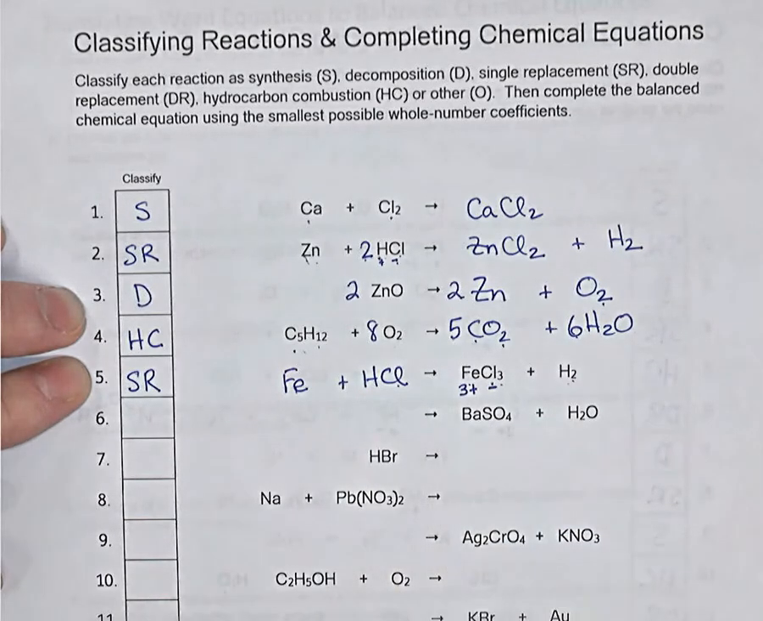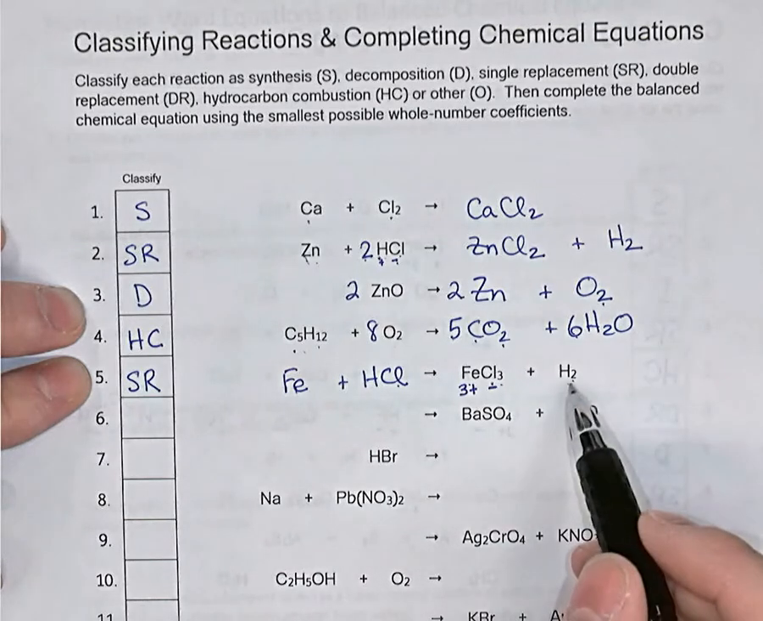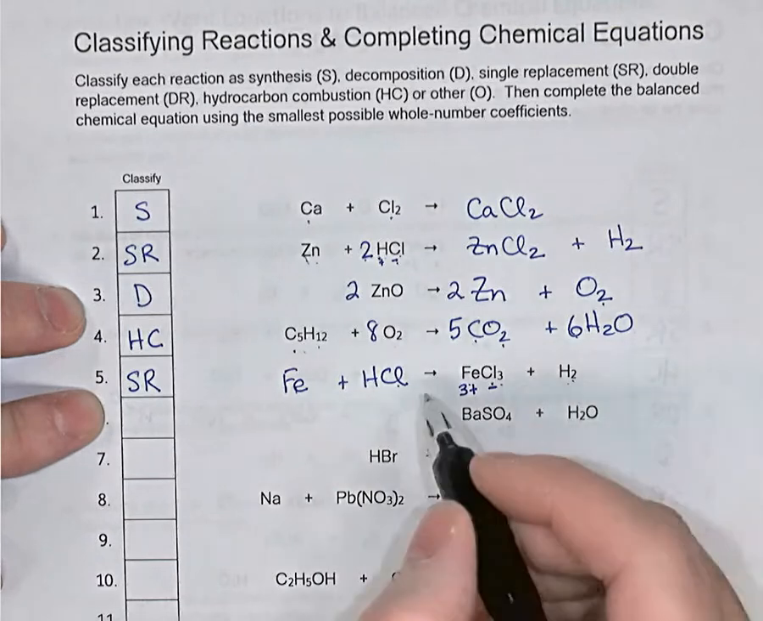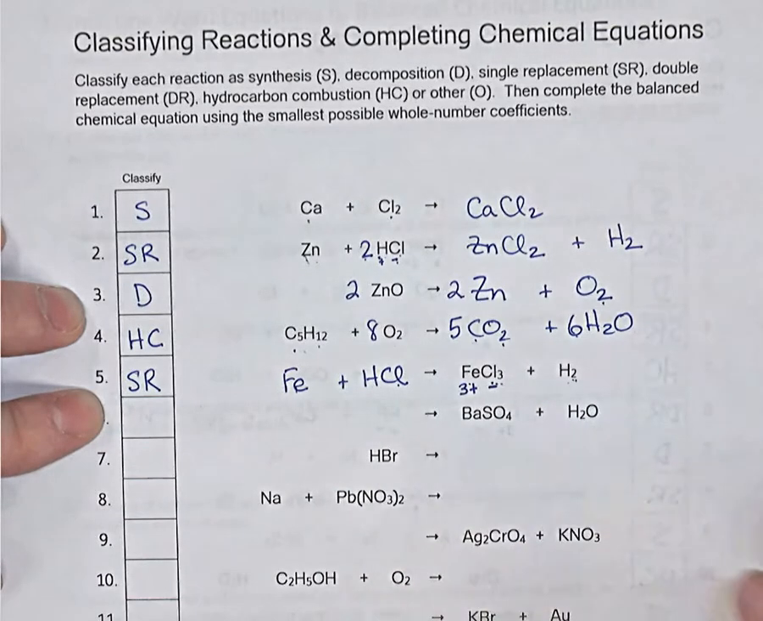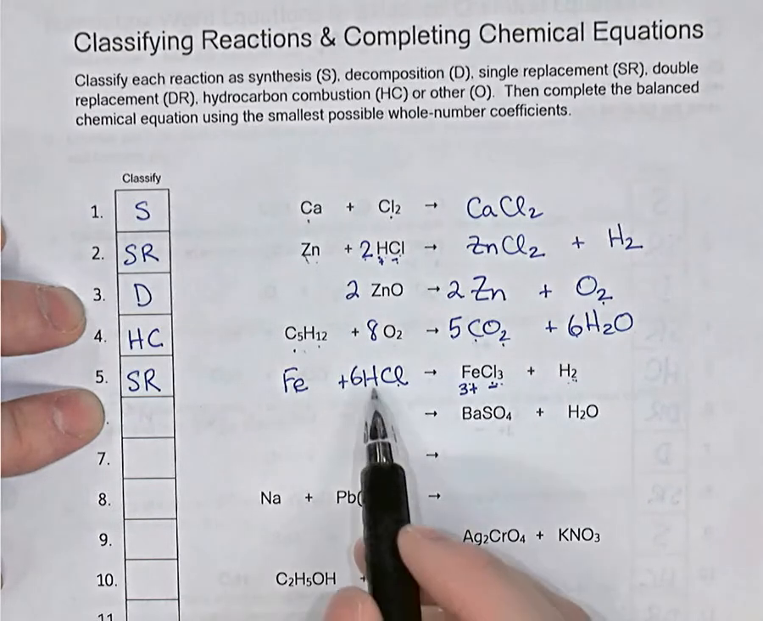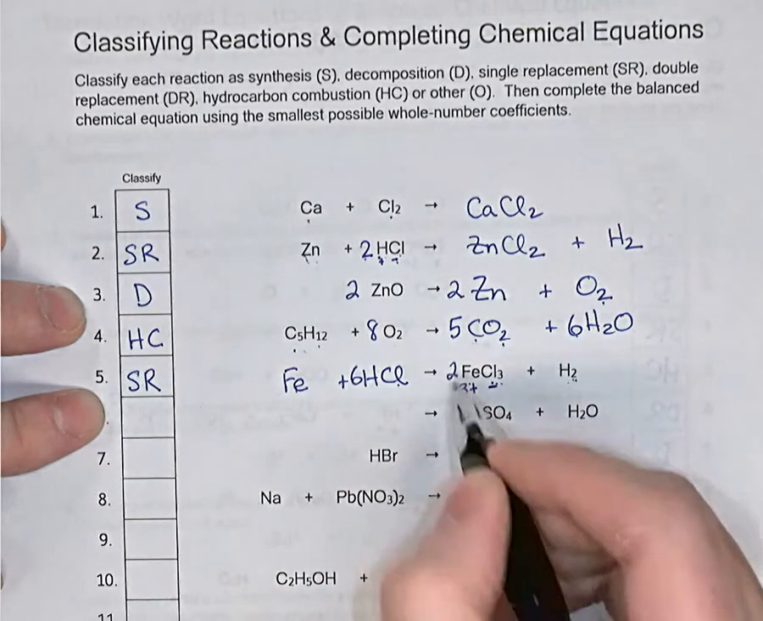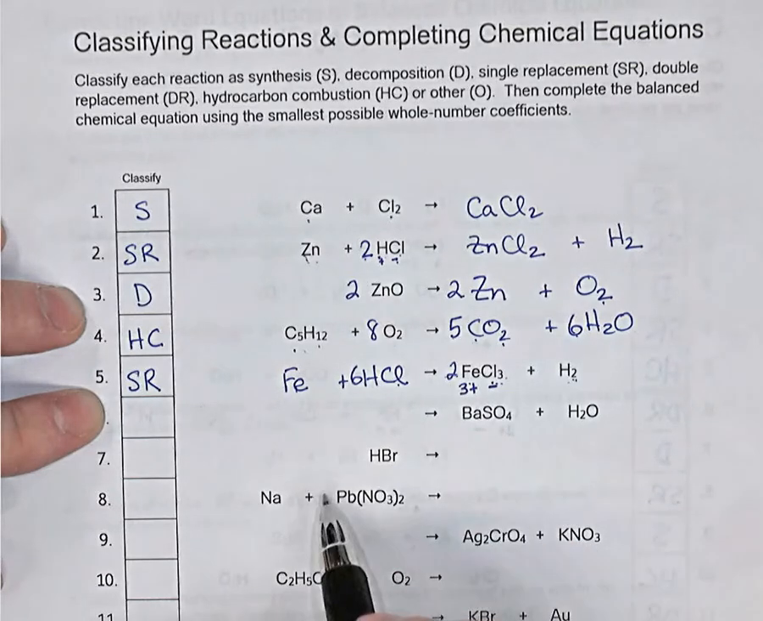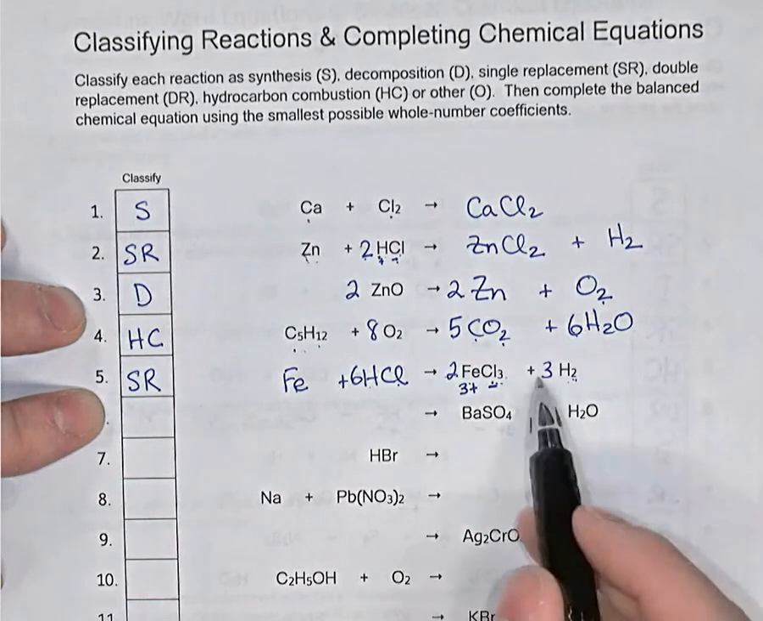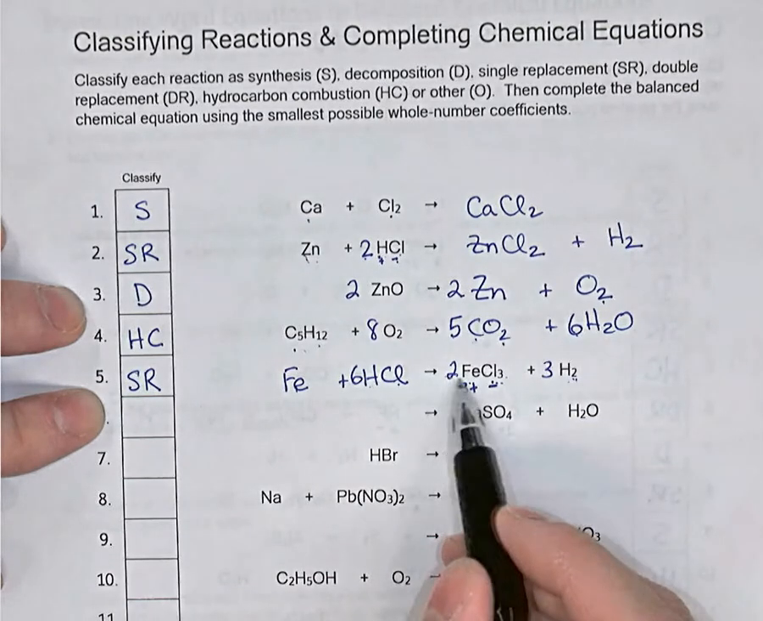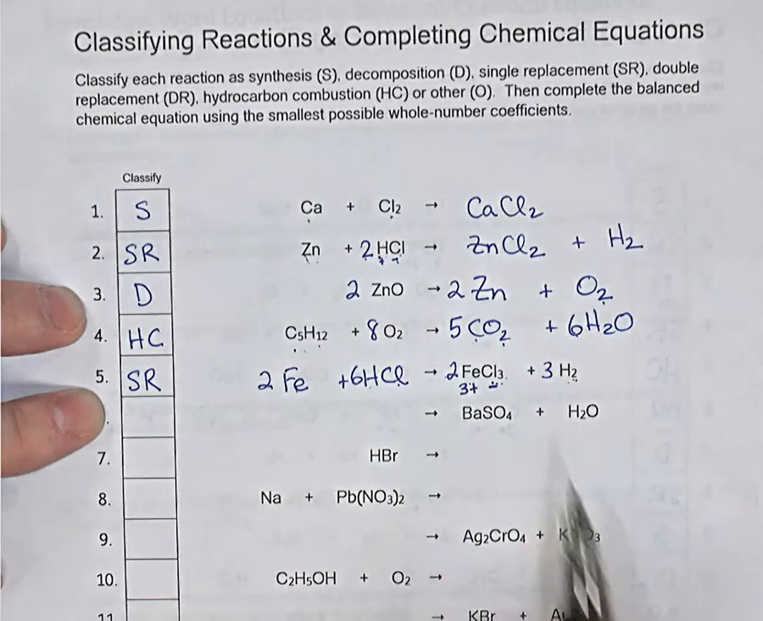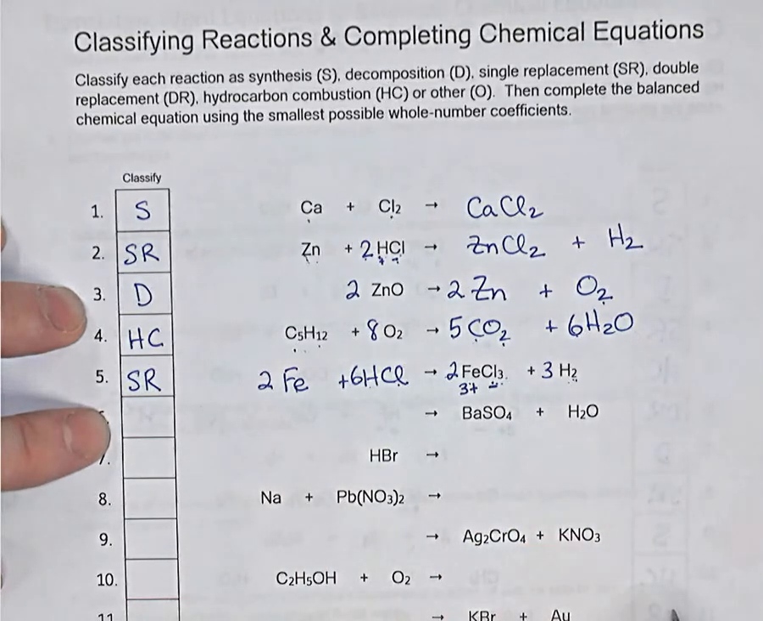Now to balance that, we've got to be a bit careful here. I'm going to do this very quickly. A 3 here and a 2 here is complicating things. I'm going to put a 6 in front of the HCl's. 6 chlorides, I'll put a 2 in front of the iron chloride. 2 times 3 is 6. 6 H's, I'll put a 3 in front of the H2. 3 times 2 is 6. And because there's this 2 in front of iron, I'll put a 2 here. So 2, 6, 2, 3 would balance that equation.